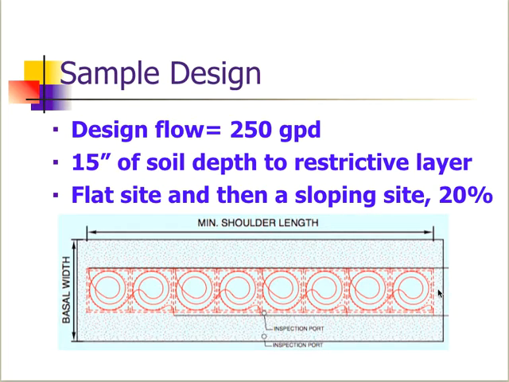So here we're going to go through two design examples. We're going to use a 3-bedroom design flow of 250 gallons a day. In our fictitious site, we're going to say that we've got 15 inches of soil over a restrictive layer. And we're going to look at a flat site, and then we're going to look at a sloping site. And I'm going to use 20% as the side slope that we're going to be designing for. And what we're going to be looking at is this same basic coil layout, both for the sloping and the flat site. And we're going to have to come up with the same basal square footage, but we're going to have different dimensions for the width as well as for the overall basal length.